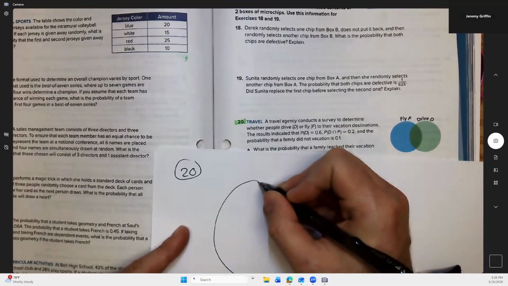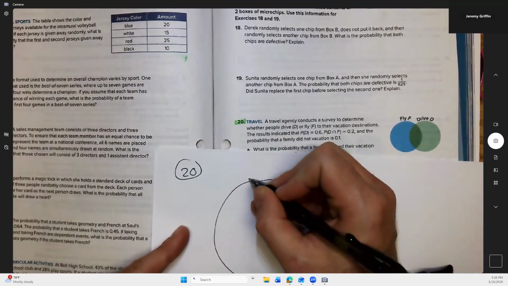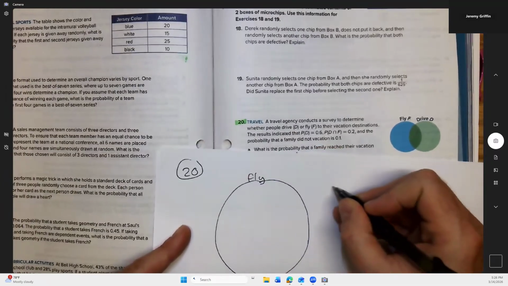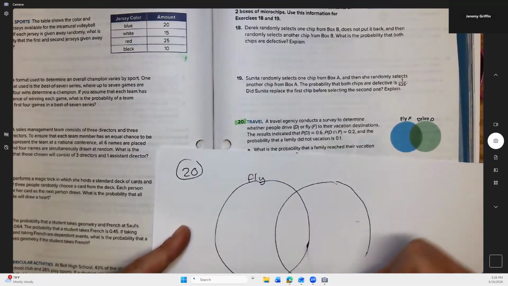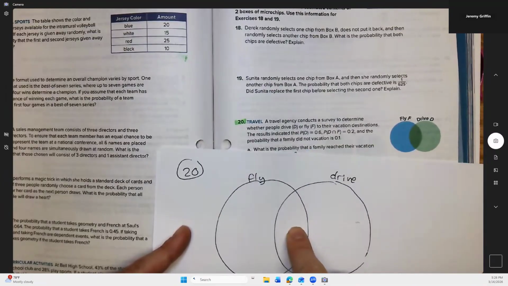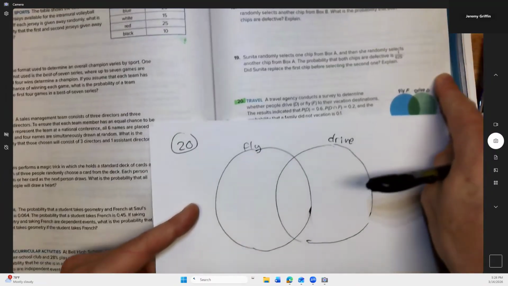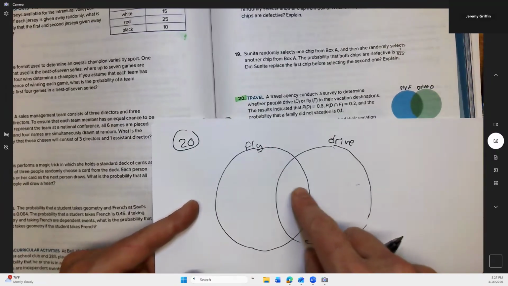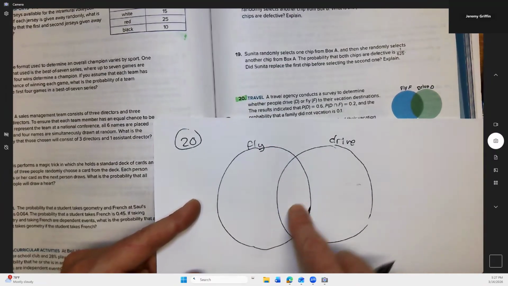Okay, so we got fly in the circle. We got drive in the circle. Okay. Now there is some overlap. There's an intersection. So maybe you fly part of the way and then you drive a lot of the way too. So there could be an intersection.